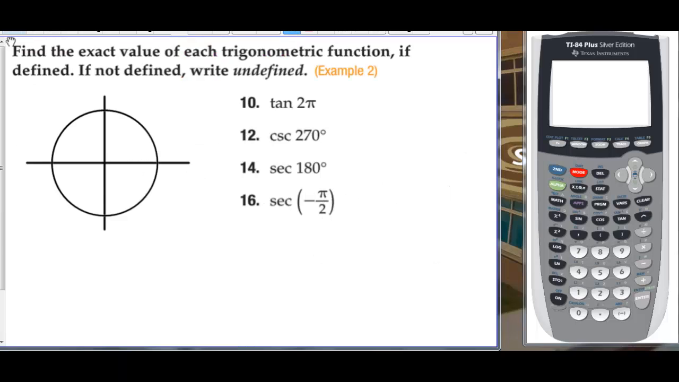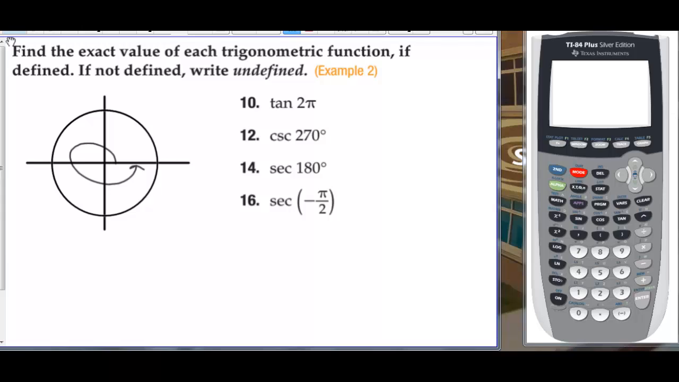Find the exact value of each trig function, if defined. If not defined, write undefined. So trying to find the trig values of, what about points that lie on the x or the y axis? What if we wanted the tangent of 2 pi? 2 pi is all the way around, right there. There's 2 pi. So we're doing this with triangles.